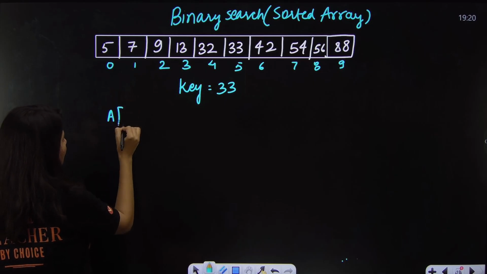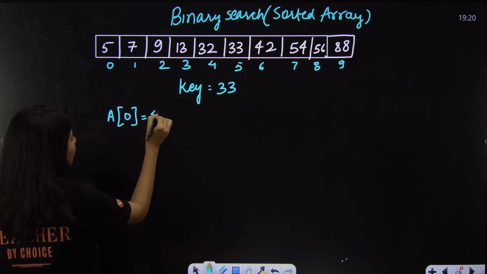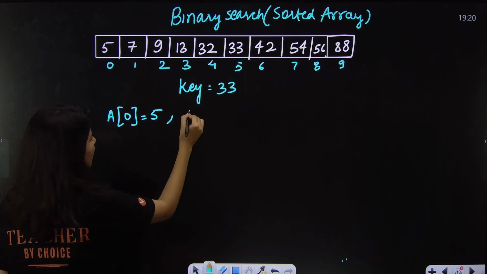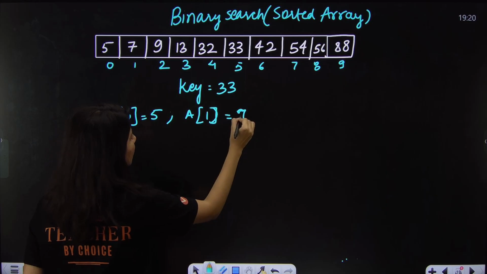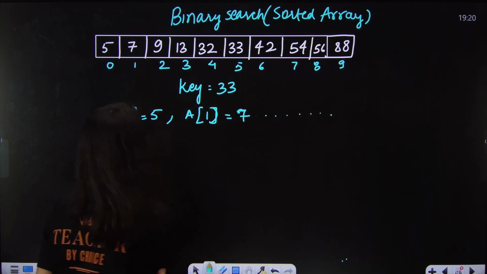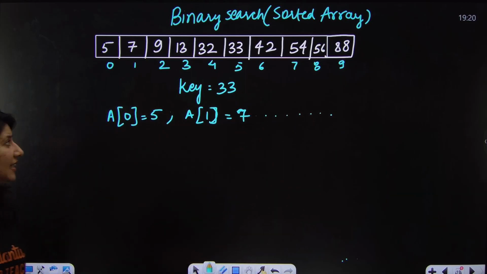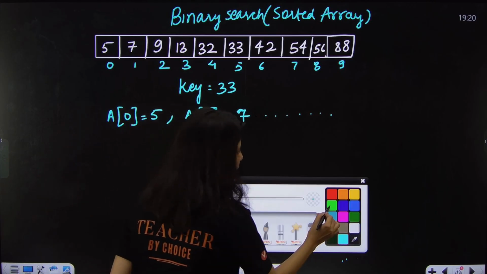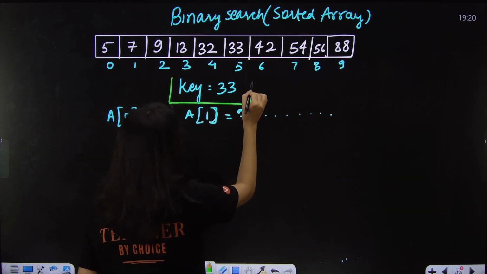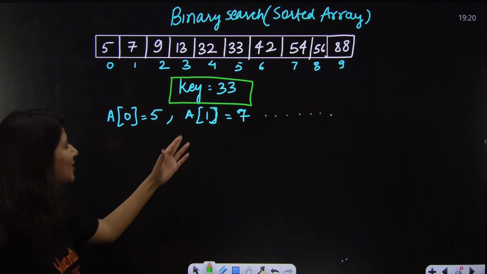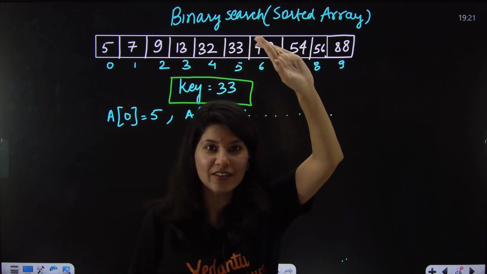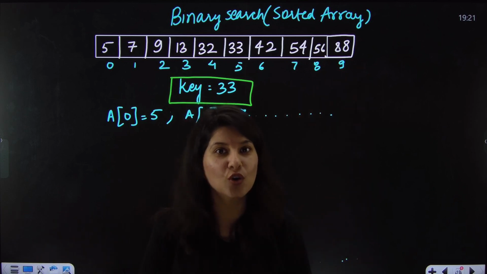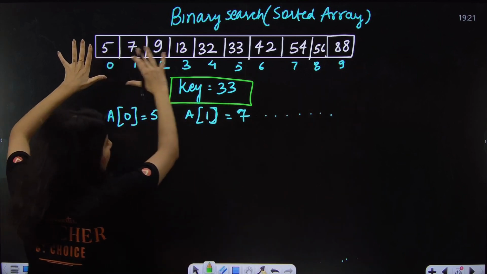Let me show you. A of 0 is 5, then A of 1 is 7, and so on. This is how you write, okay? Now what is key? You have to search 33 in your algorithm. Now obviously it is visible that 33 is at index 5. But you can see the array.